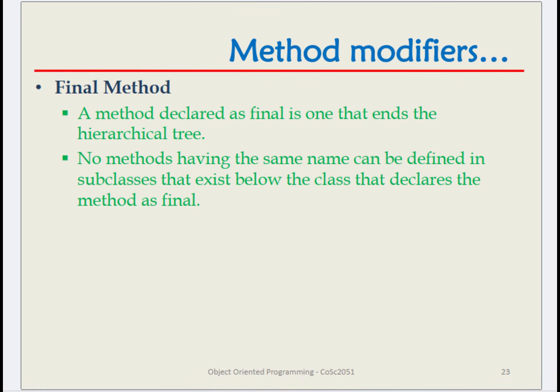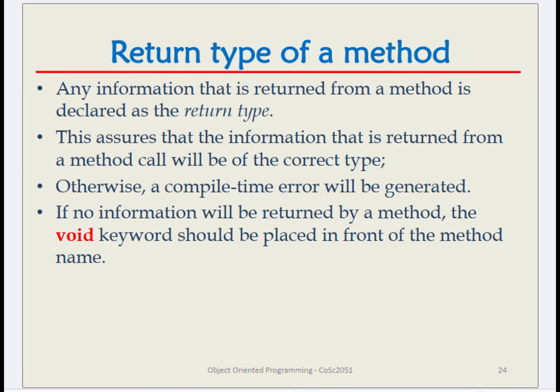Method modifiers. Final method. A method declared as final is one that ends the hierarchical tree. No methods having the same name can be defined in subclasses that exist below the class that declares the method as final.